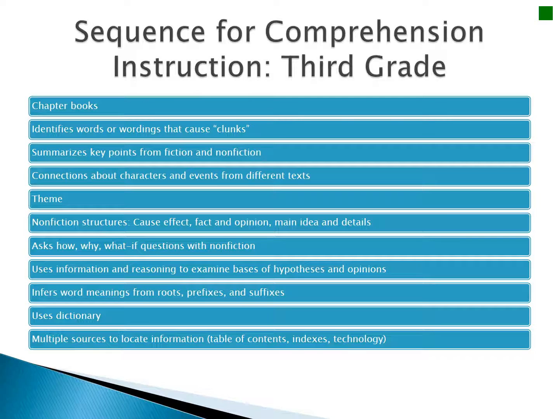They are able to think of words as clunks, things that don't make sense to them. They can summarize the key points from fiction and nonfiction. They can make connections about characters and events from different texts. They're even advanced enough to identify themes. They can start thinking about nonfiction text structures such as cause and effect, fact and opinion, and main idea and details. They should be able to ask how and why and what if questions when they're reading nonfiction.